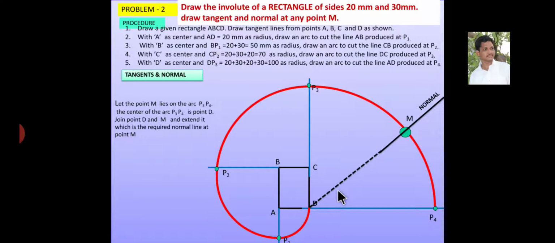Now draw a perpendicular line at point M, perpendicular to this normal line, to obtain the tangent line. Okay, this is our required tangent line. This is the normal line. So this is the final shape of the rectangular involute.